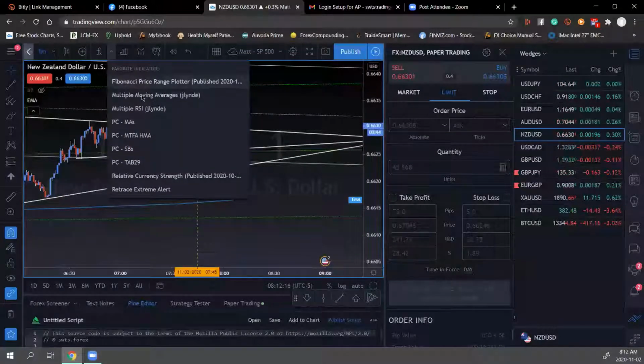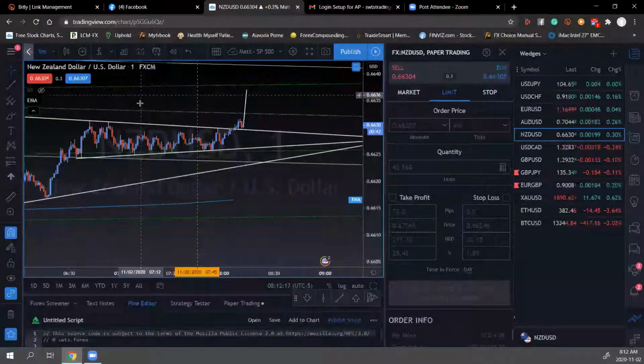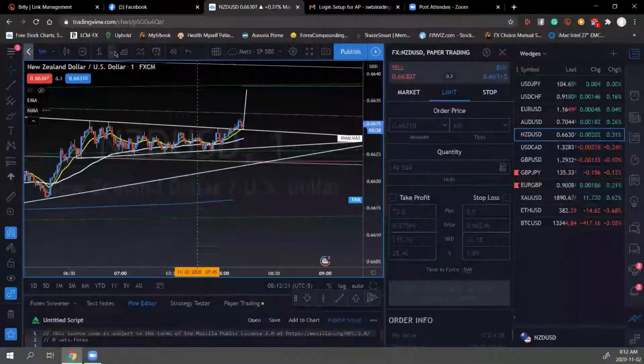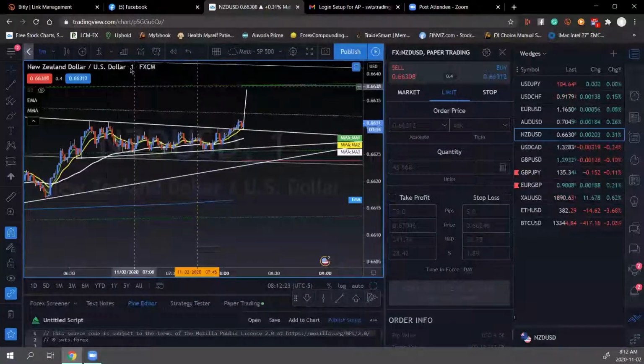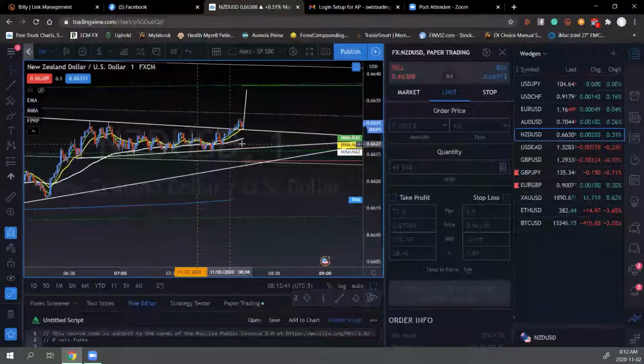Let's do multiple moving averages, and then let's do the Fibonacci price range plotter. You see how it tagged that moving average right to the pip, and it was the top of that trend line. So we have the 1 minute 62 pulling away.